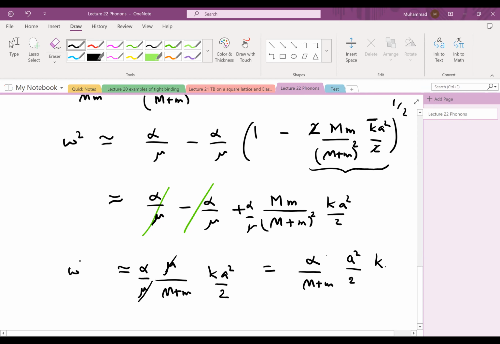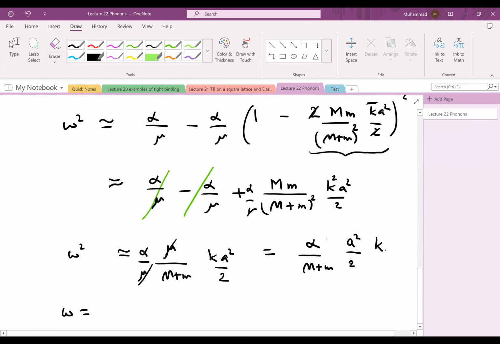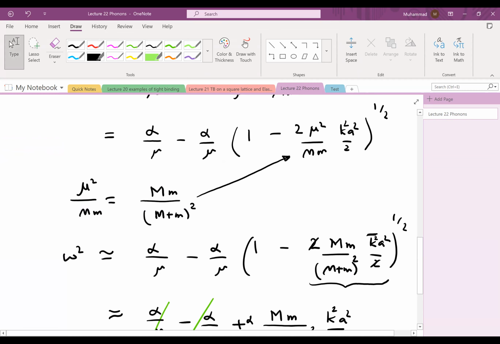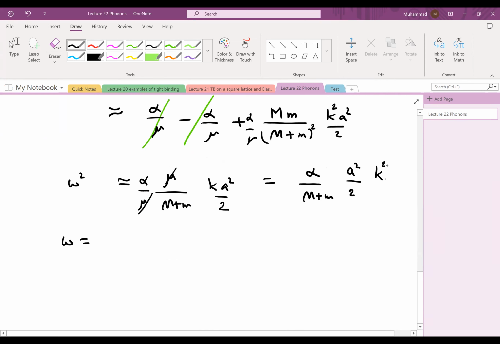So this is my omega square, and my omega is going to look like, sorry, there's a k square as well. Sorry about that. It's a k square. This turns out to be alpha m plus m to square root a k, which shows that in this small k regime, omega is proportional to k.